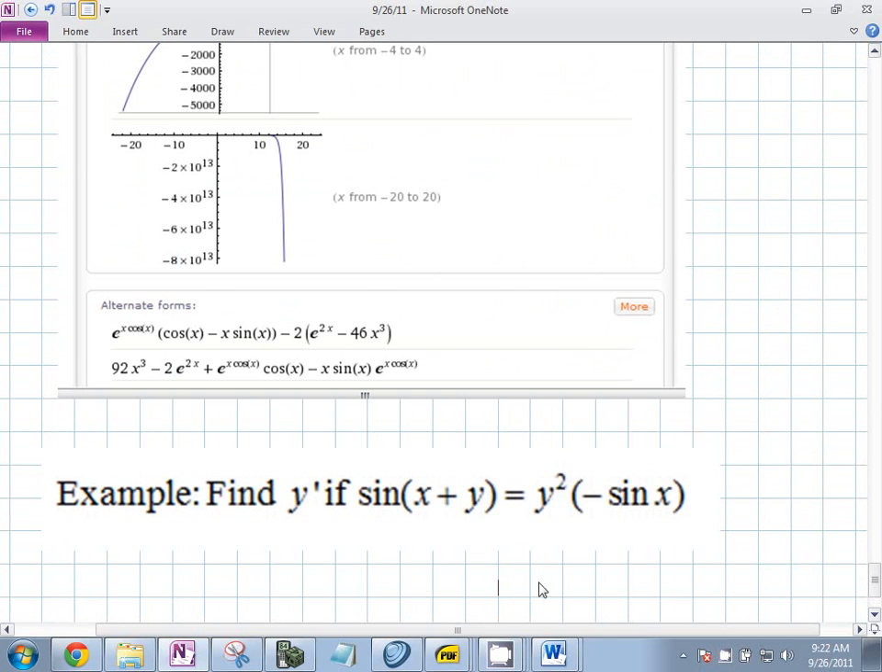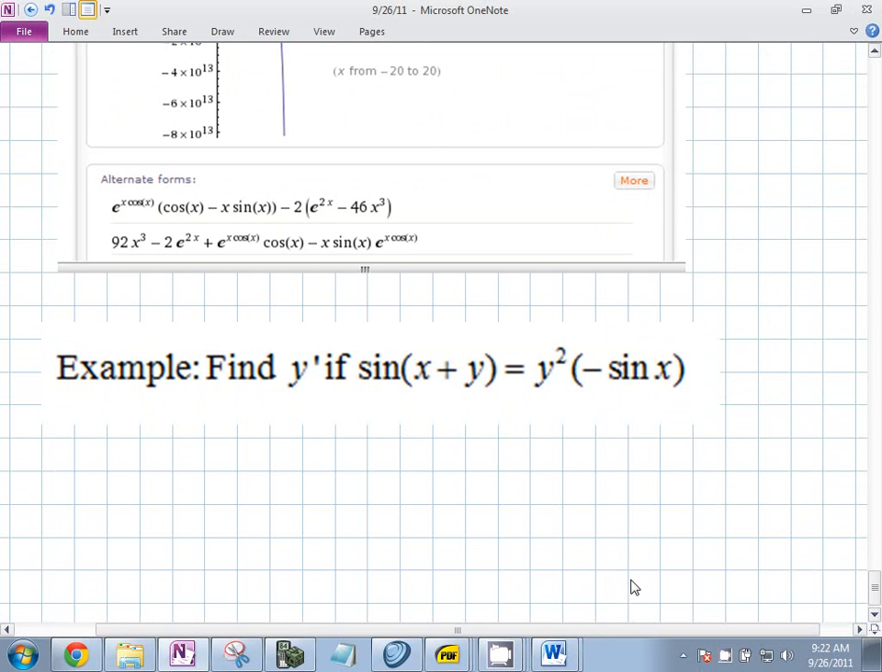We have two y's, y's on the inside and on the outside. So, do you even attempt to isolate y? Nope. It's not that bad, and we won't have to substitute on this one. So, what's the derivative of sine? Cosine. So, this is cosine of x plus y times what?